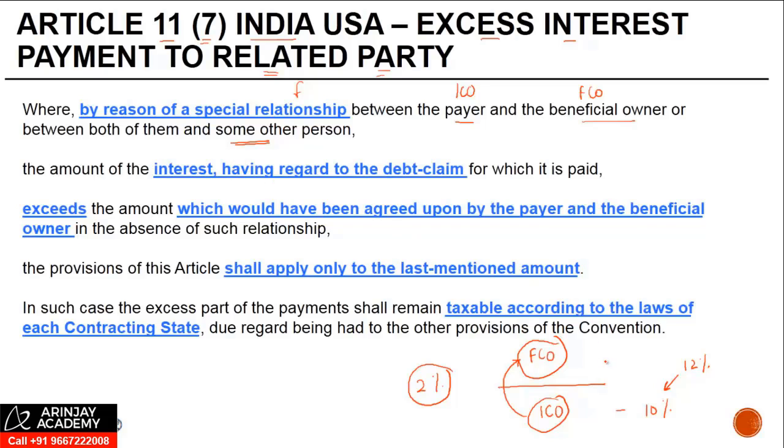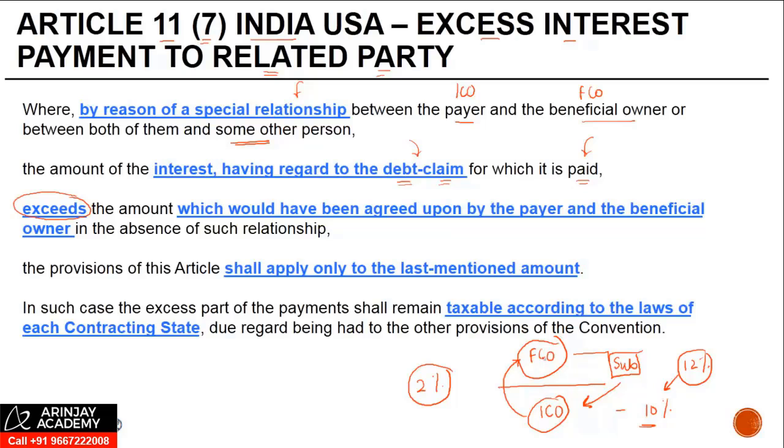So let's say we extend this: the foreign company, instead of giving a loan, has another subsidiary. This subsidiary gives a loan to the Indian company, and the Indian company, instead of 10%, pays 12% to it. Because of this special relationship, if the amount of interest, having regard to the debt claim for which it is paid, the loan which is given, exceeds the amount which would have been agreed upon by the payer and the beneficial owner in the absence of such relationship.